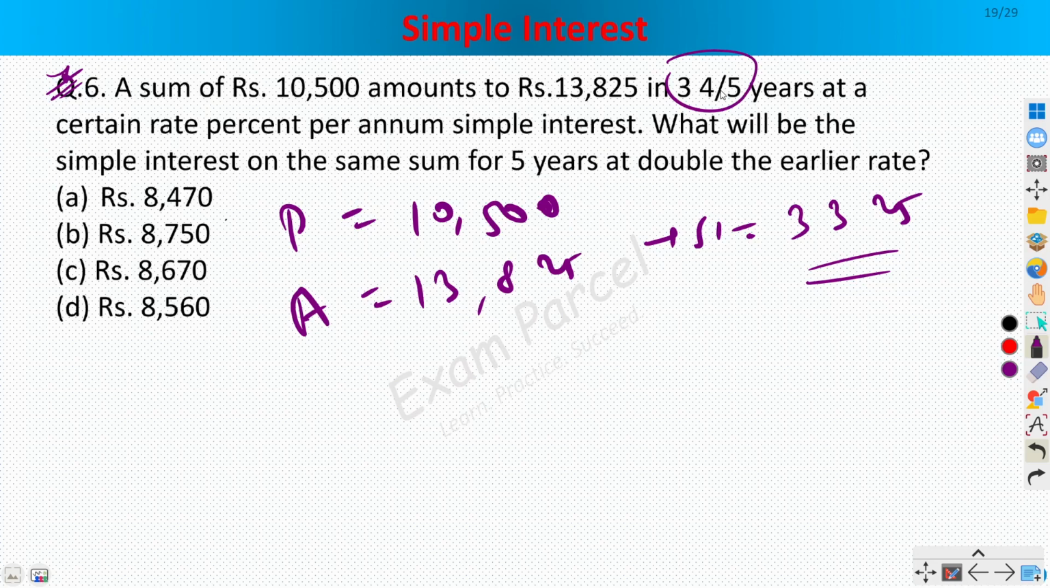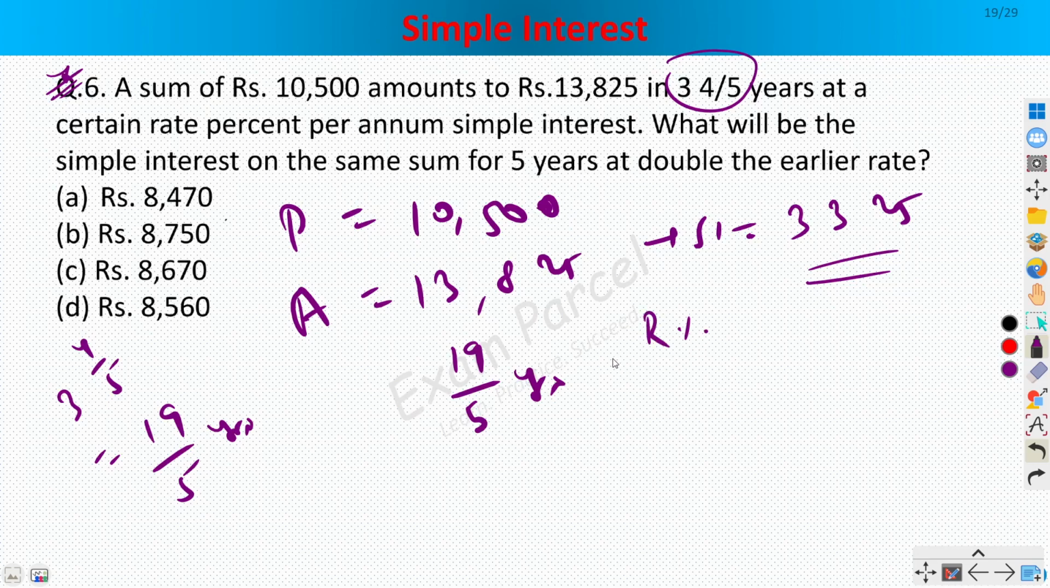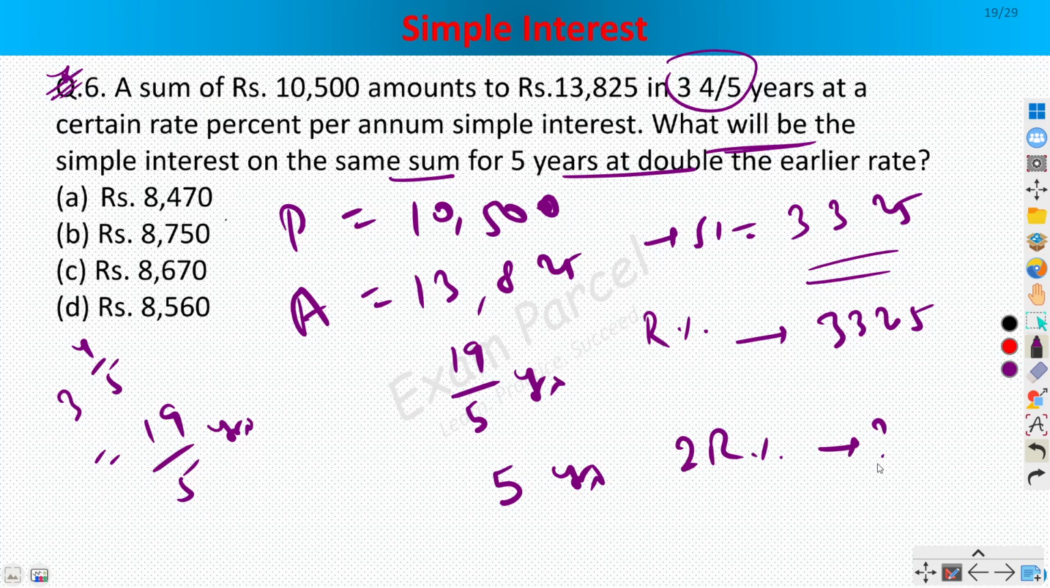So you know the simple interest. You know the time as well. So this is 3 4/5, a mixed fraction. So if we solve this, then we get 19 by 5, right? So in 19 by 5 years, at some rate, let's say R%, I am getting 3325. So I am being asked, what will the simple interest of the same sum for 5 years at double the earlier rate? So on 5 years, 2R%, what would be my simple interest? So this is the question actually.